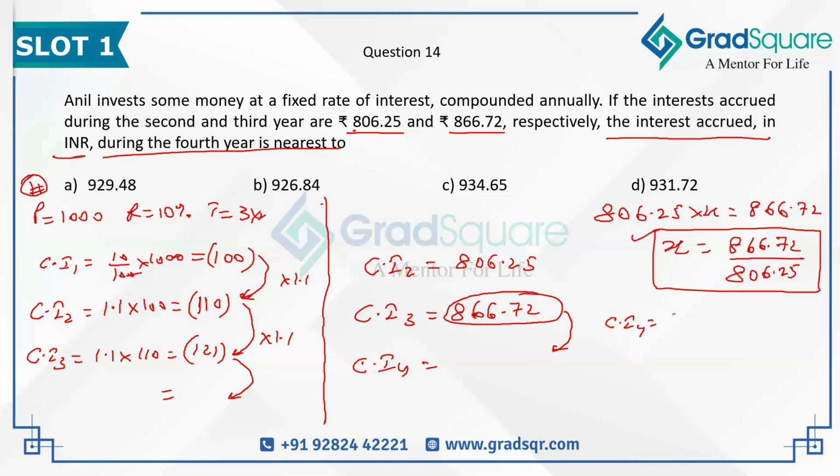So what will be that value of compound interest for the fourth year? It is going to be nothing but 866.72 divided by 806.25 and multiplied by 866.72. Now your CAT paper allows you the calculator. If you put this on your calculator, you will realize it will exactly come down to 931.72, and that would be the answer for this question.